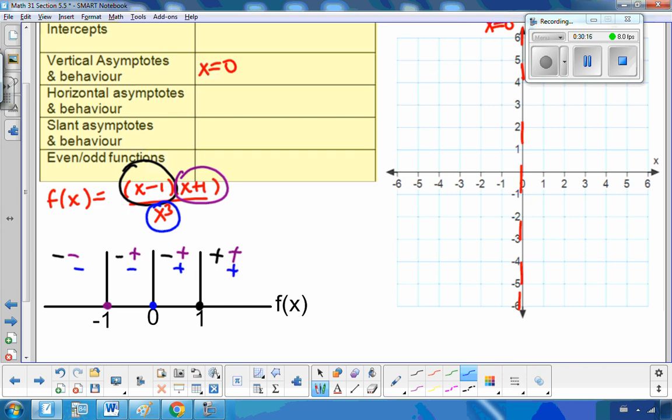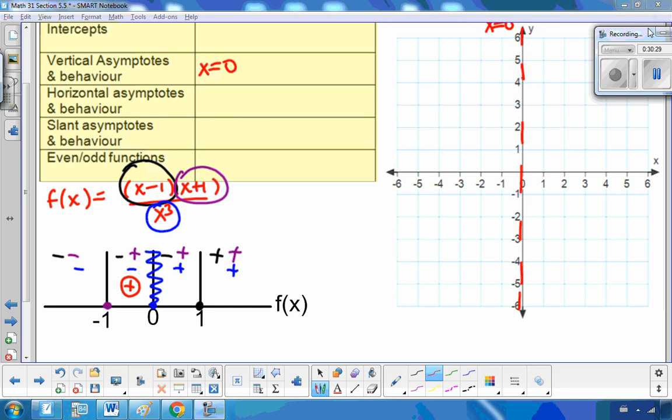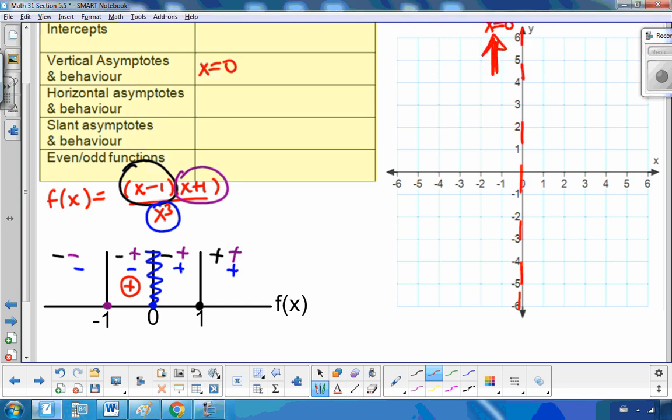So I'm really doing this because I'm interested in knowing what is happening at my vertical asymptote. So you can see to the left of 0 I have 2 negatives, which is a positive. So to the left of the asymptote at 0, my end behavior is increasing to positive infinity. And then to the right, I have 1 negative, so that means to the right of 0, I'm going down towards negative infinity.